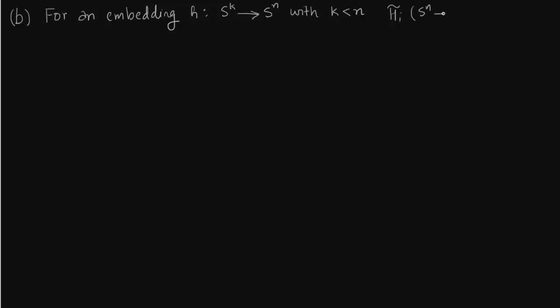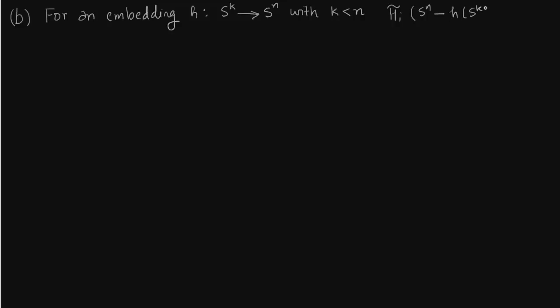So now we want to use the previous proposition to prove the analog of the Jordan curve theorem. If you are given an embedding of S^K into S^N, where K is less than N, so you are embedding a smaller sphere into a larger sphere, and then you take this embedding out, then you subtract this embedding out, the reduced homology group is S^N minus h(S^K).